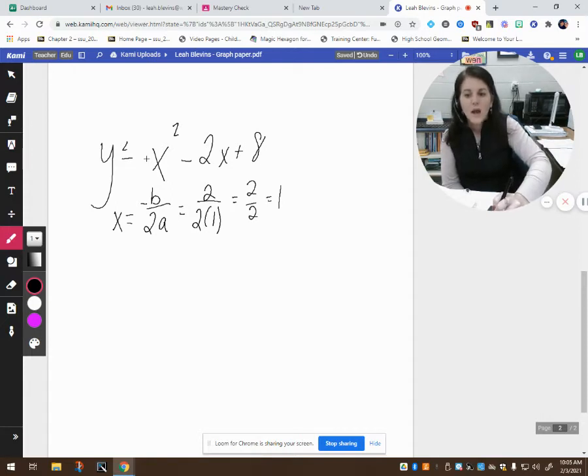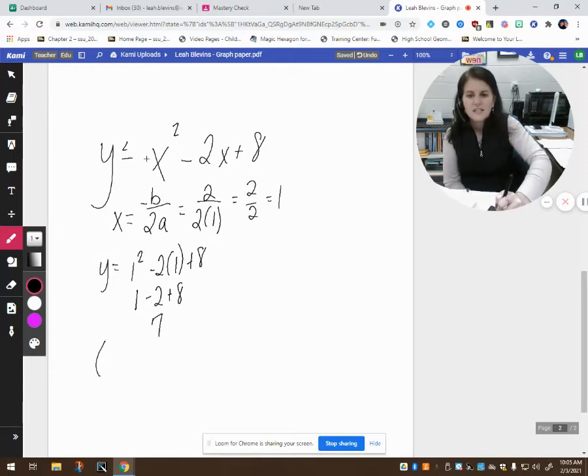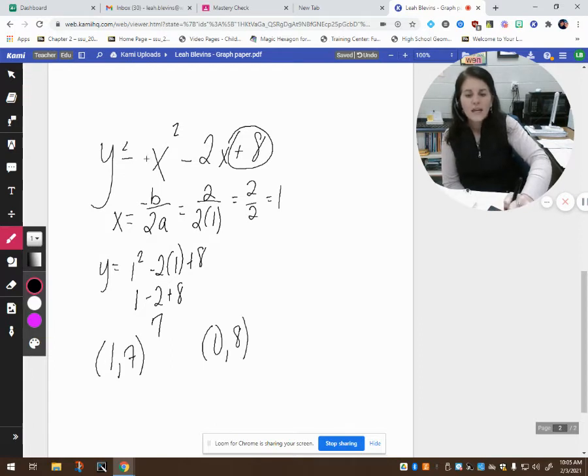So to find the y-coordinate, we're going to plug that x value in. 1 squared minus 2 times 1 plus 8. So 1 squared is 1. Negative 2 times 1 is negative 2 plus 8. So negative 1 plus 8 is 7. So my vertex is 1, comma 7. When x was 1, we got a corresponding y value of 7. The other point that I know is this constant tells me where my line crosses the y-axis. It's the y-intercept. So I have this 1, 7, and 0, 8.